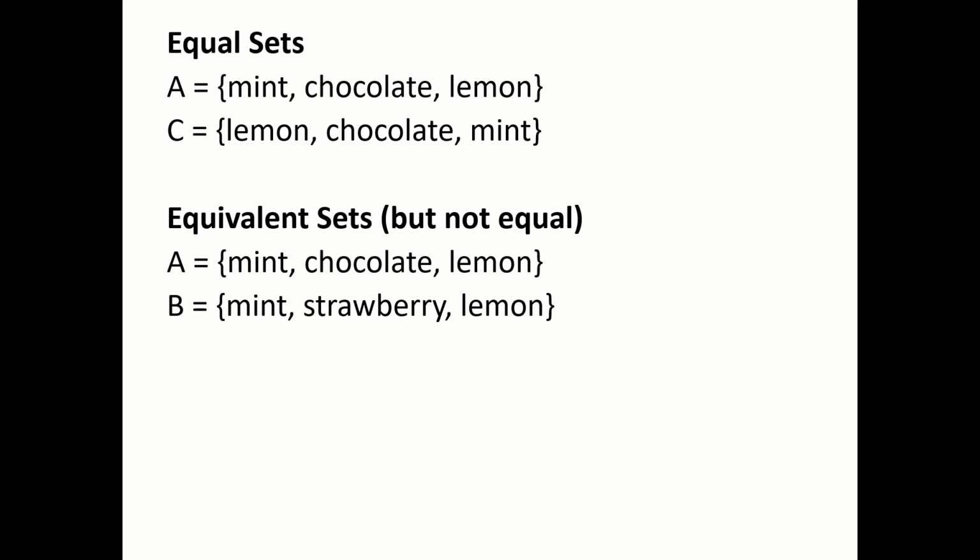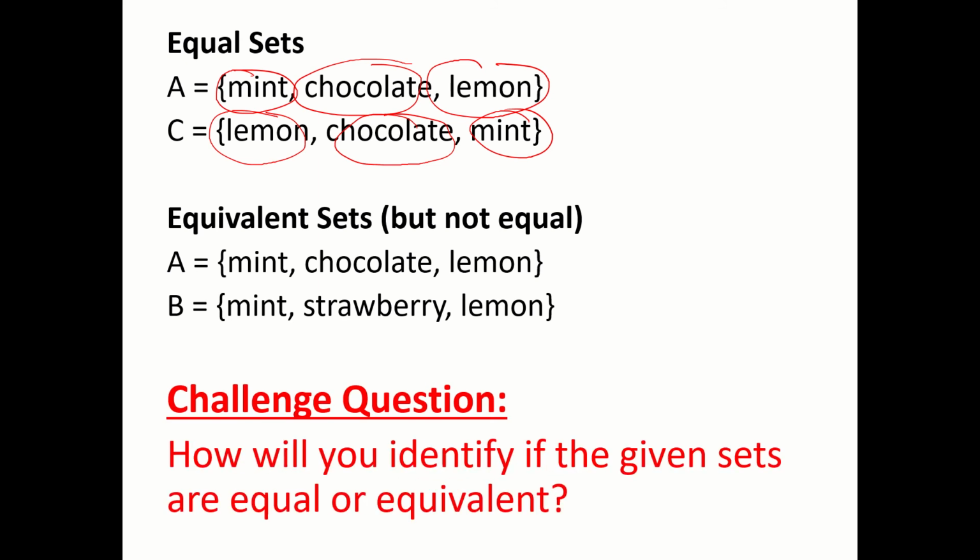So looking at our examples, sets A and C are equal sets. Looking at the elements, A and C has lemon, A and C has chocolate, and A has mint. That means they are equal because they have exactly the same elements. But for equivalent sets, but take note, we're referring here but not equal.